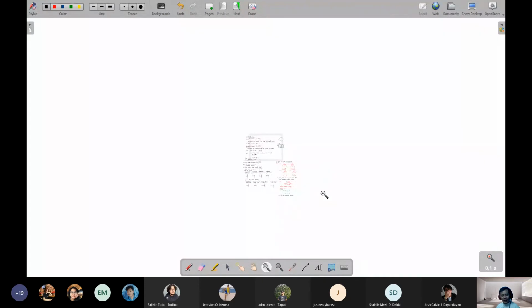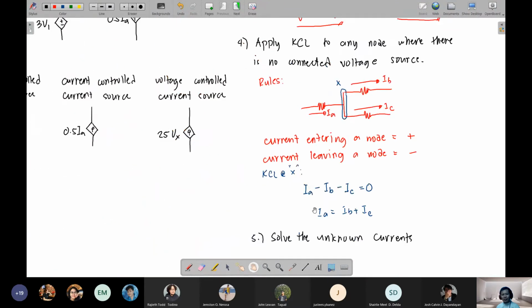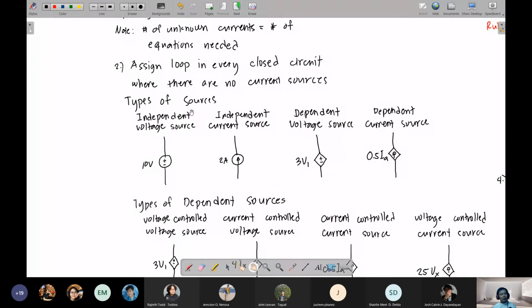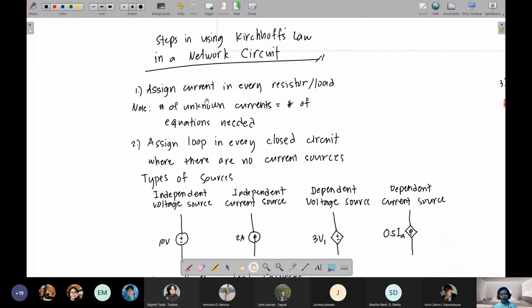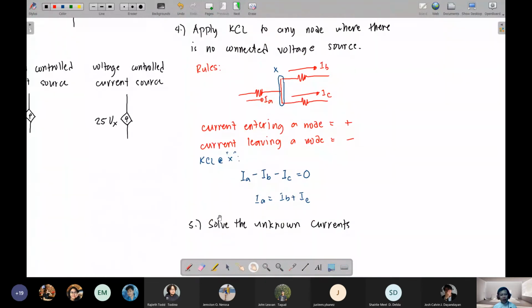Okay. So these are the steps. Basically, only 5 steps. Okay? So the 5 steps are: assign current, assign loop, apply KVL, apply KCL, then solve. Assign, apply, solve. Okay? And those are the steps. Assign, apply, solve. Okay? There's nothing better than applying the steps to a circuit.